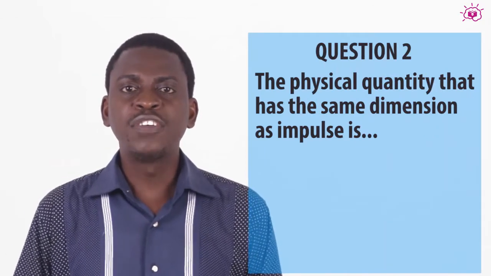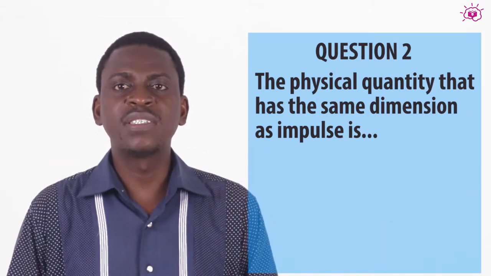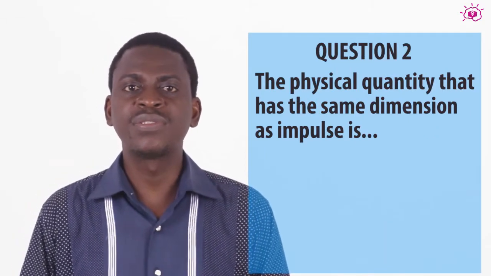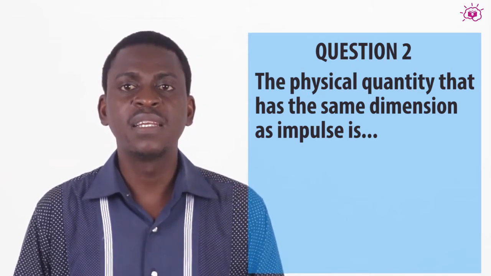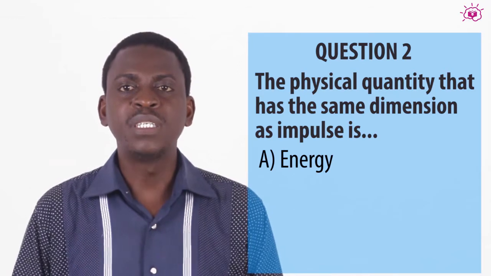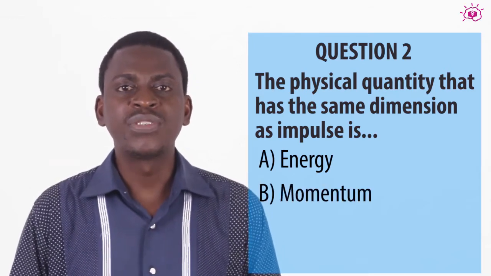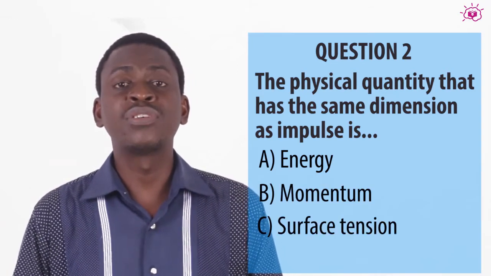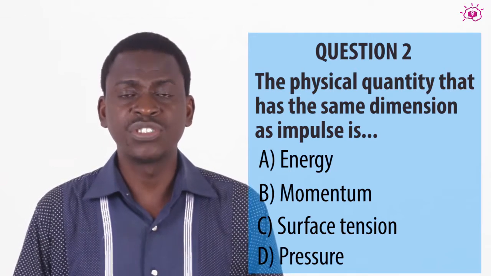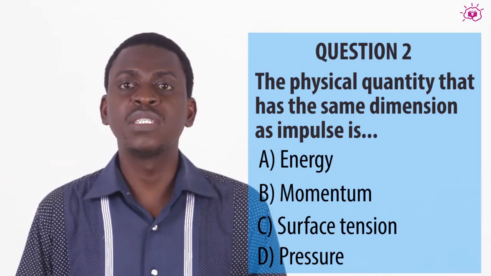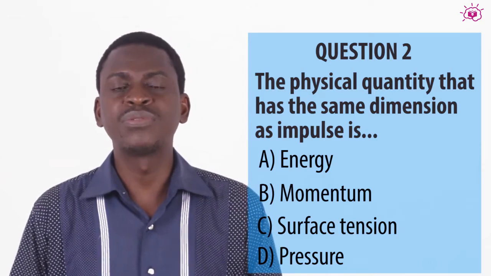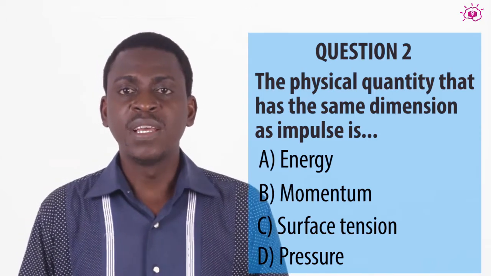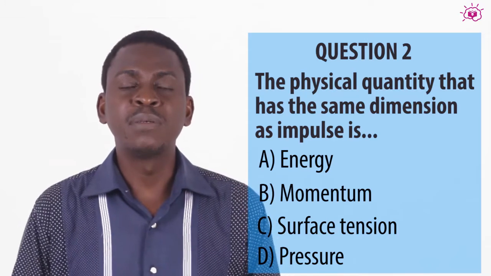Number 2. Physical quantity that has the same dimensions as impulse is dash. A. Energy, B. Momentum, C. Surface tension, and D. Pressure. What physical quantity has the same dimensions as impulse? The answer to this question will be momentum.